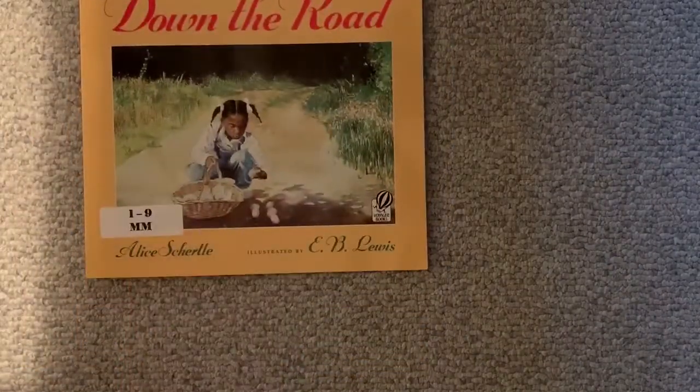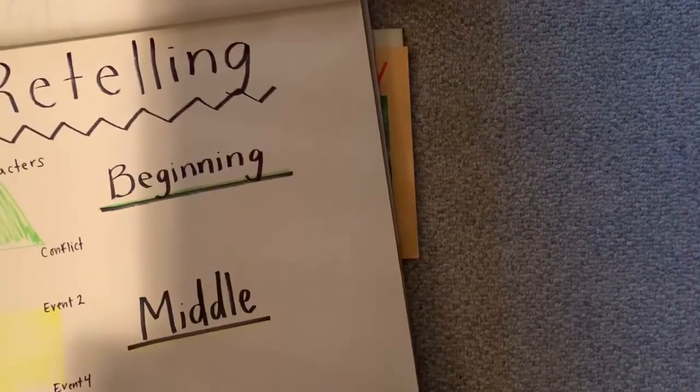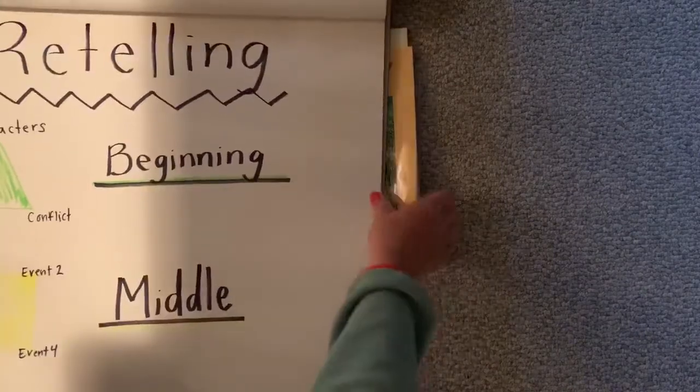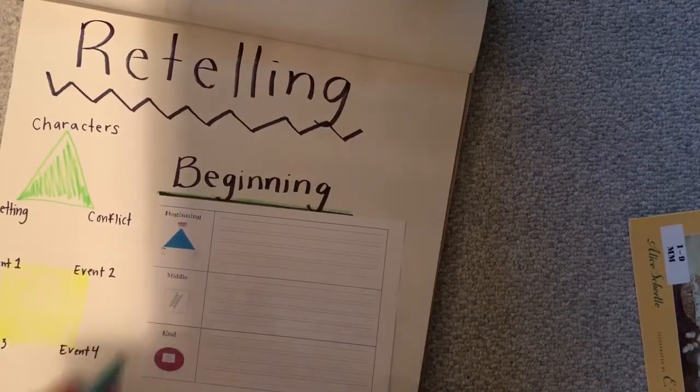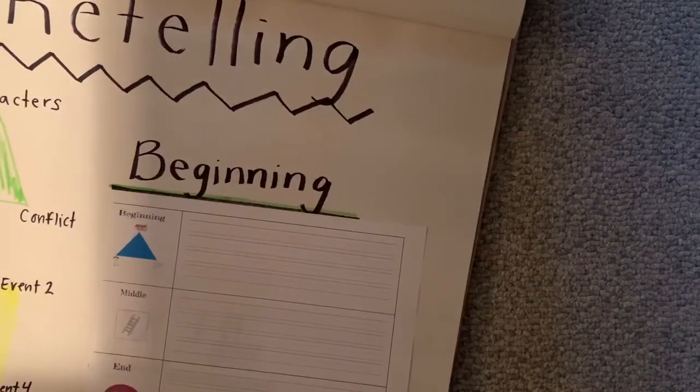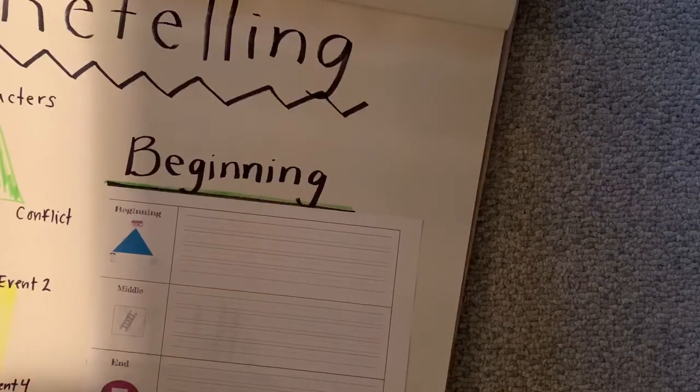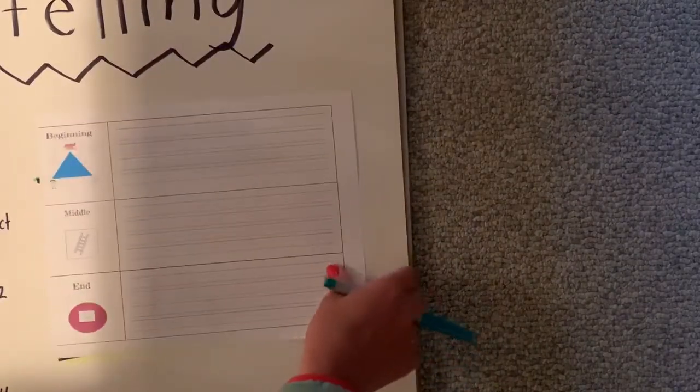Okay, so after listening to the story Down the Road, now we are going to practice retelling the beginning of the story. So I am going to put our chart right here so you can see it a little bit. And here is our sheet. You guys will be filling out a very similar one. Let's talk about the beginning of the story. What has happened in the beginning of our story? I want you guys to practice right now retelling the beginning of our story. Give you a few seconds to share.